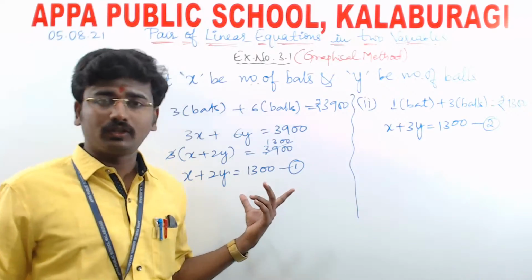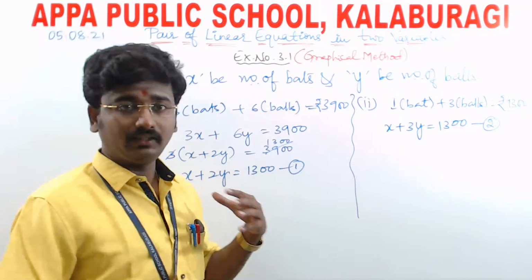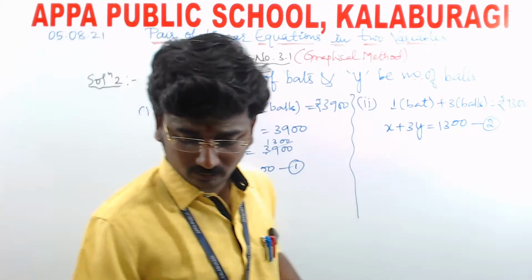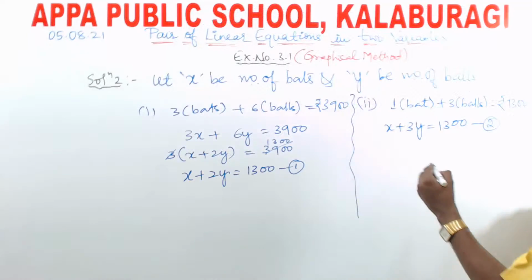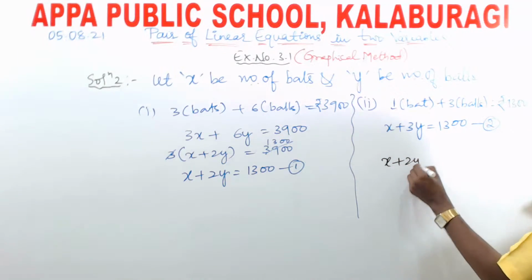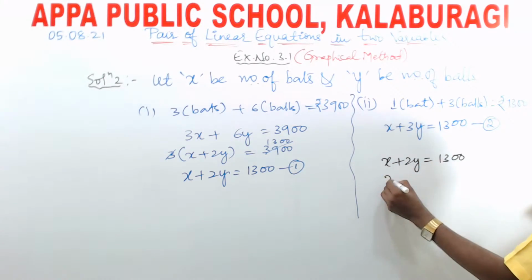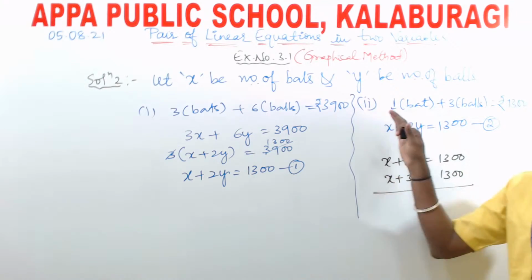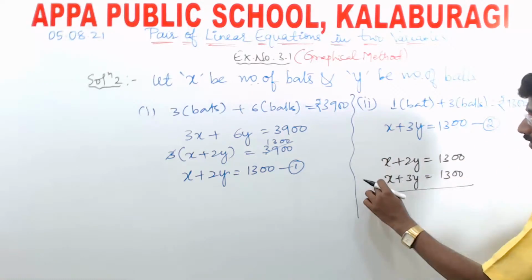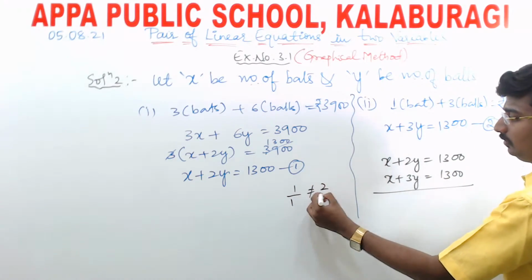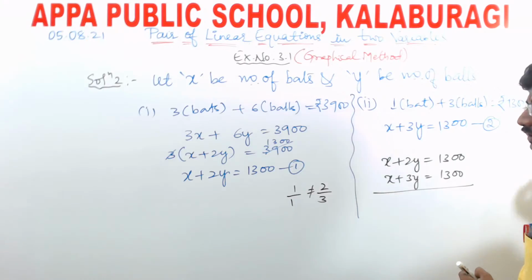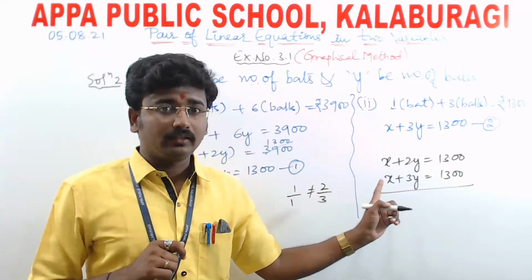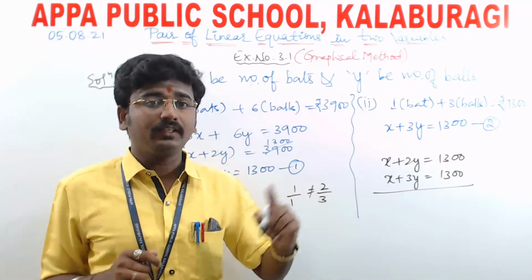Now, do I get a solution or not? Is the system consistent? Yes, because when you take these ratios, 1 by 1 is not equal to 2 by 3, so the system is consistent. The equations are x plus 2y equal to 1,300 and x plus 3y equal to 1,300. So the two lines may intersect each other.